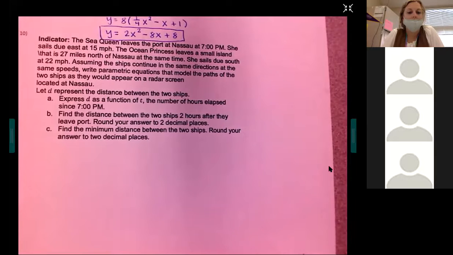That was like the one we did in the notes. Yeah, it's literally out of your notes. The same word problem from your notes. So we're talking about 2 ships leaving port, right?